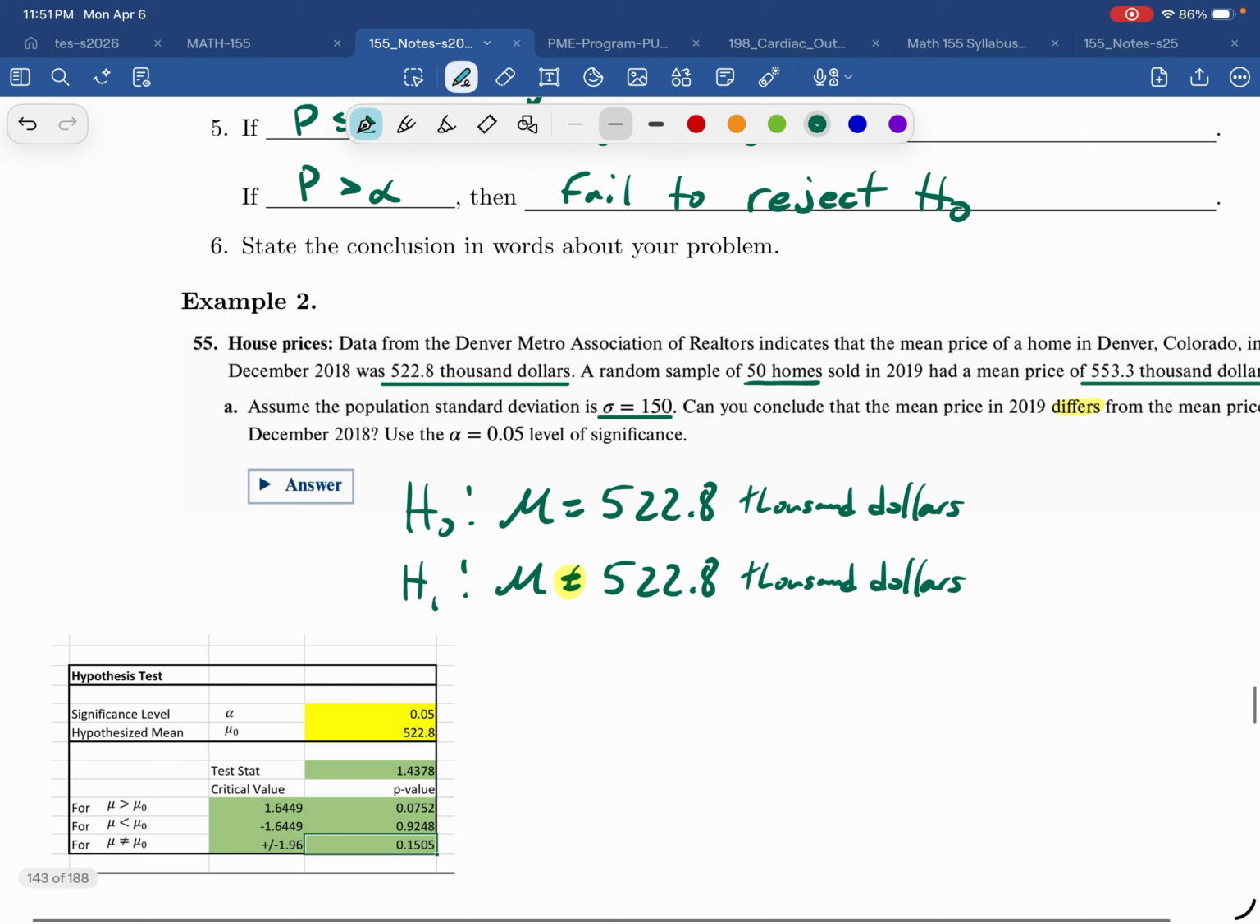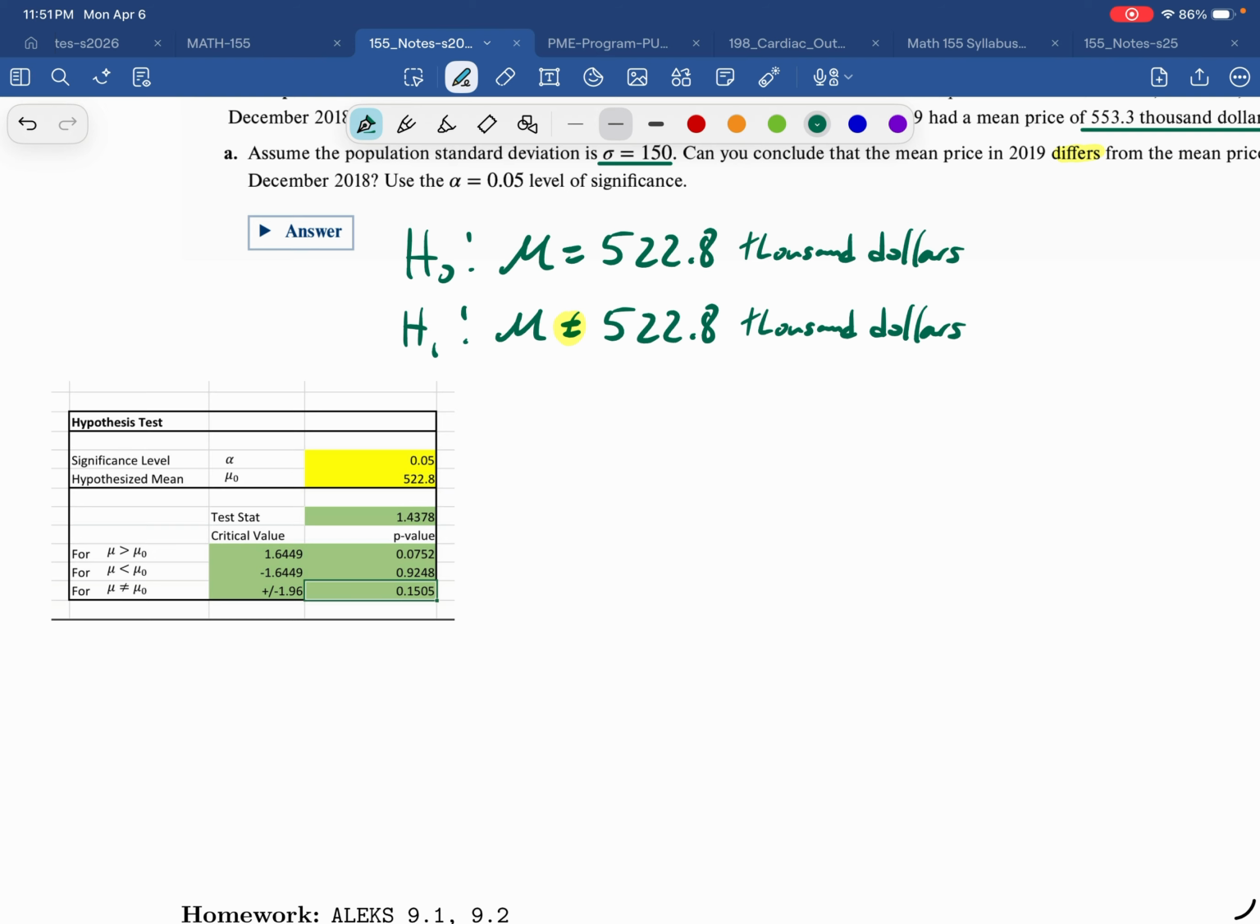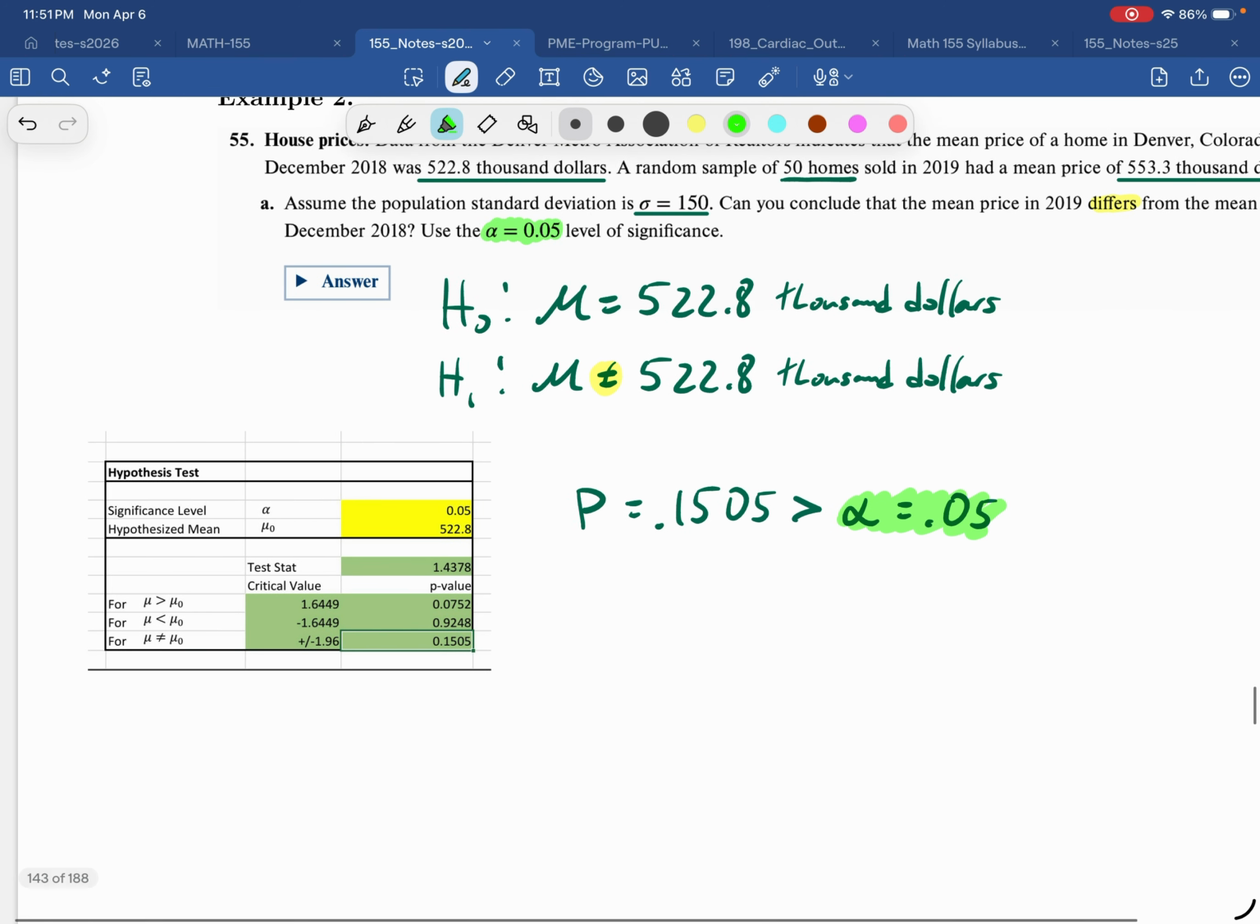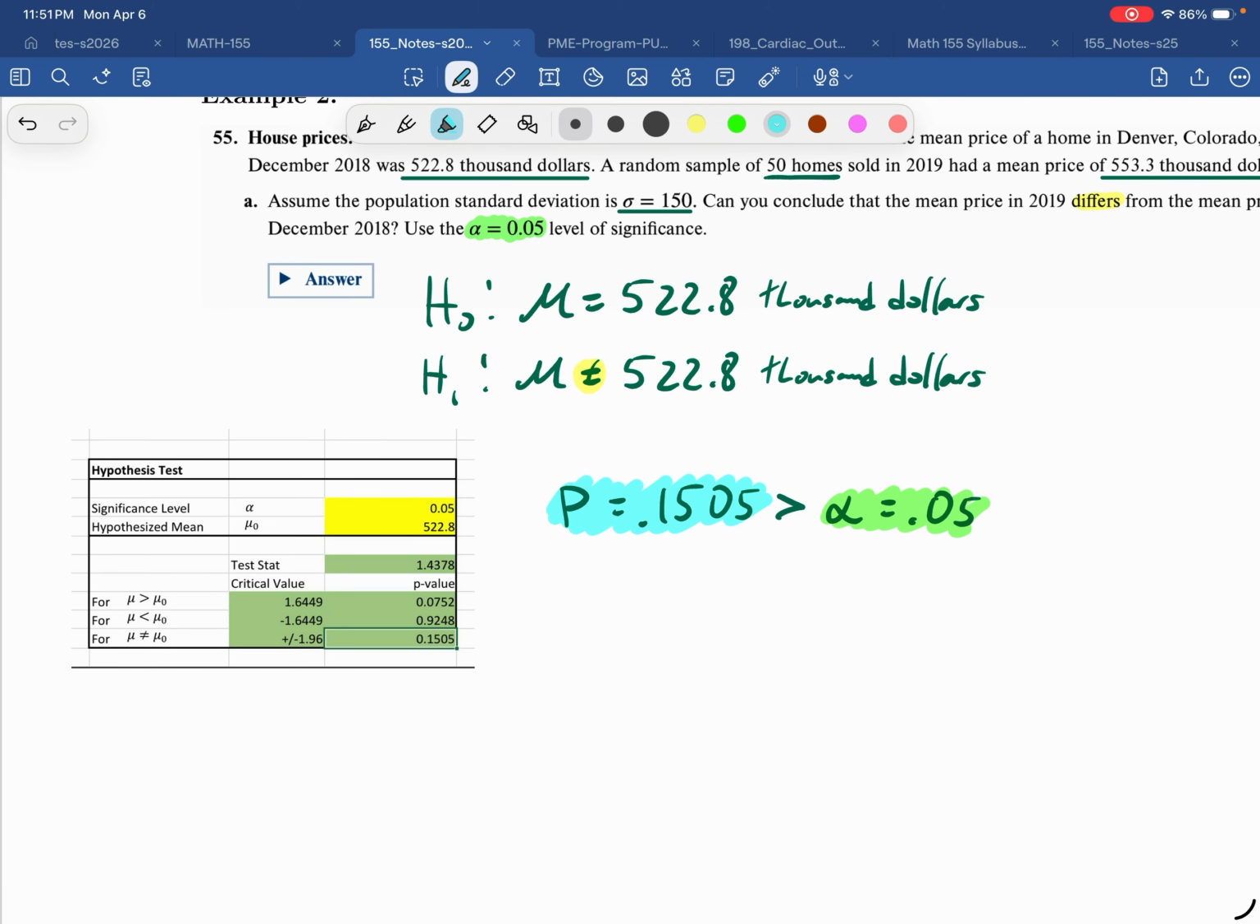All right, and so what we get is that our p-value equals 0.1505, and note that that is greater than alpha, which equals 0.05, right? Again, we're getting 0.05 from this guy right here. All right, and again, we got our p-value from this guy right here. Okay. So what's our conclusion then? Fail to reject the null hypothesis.